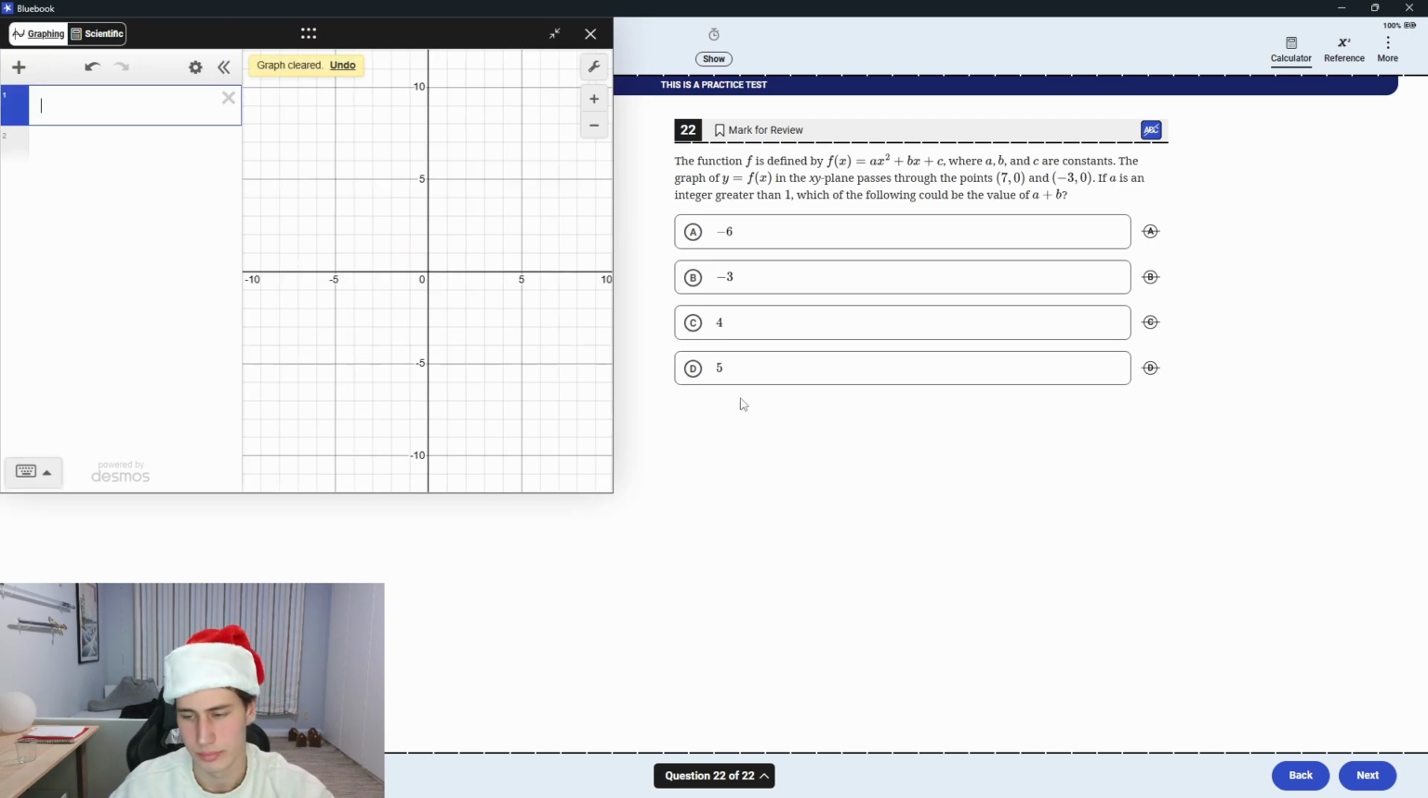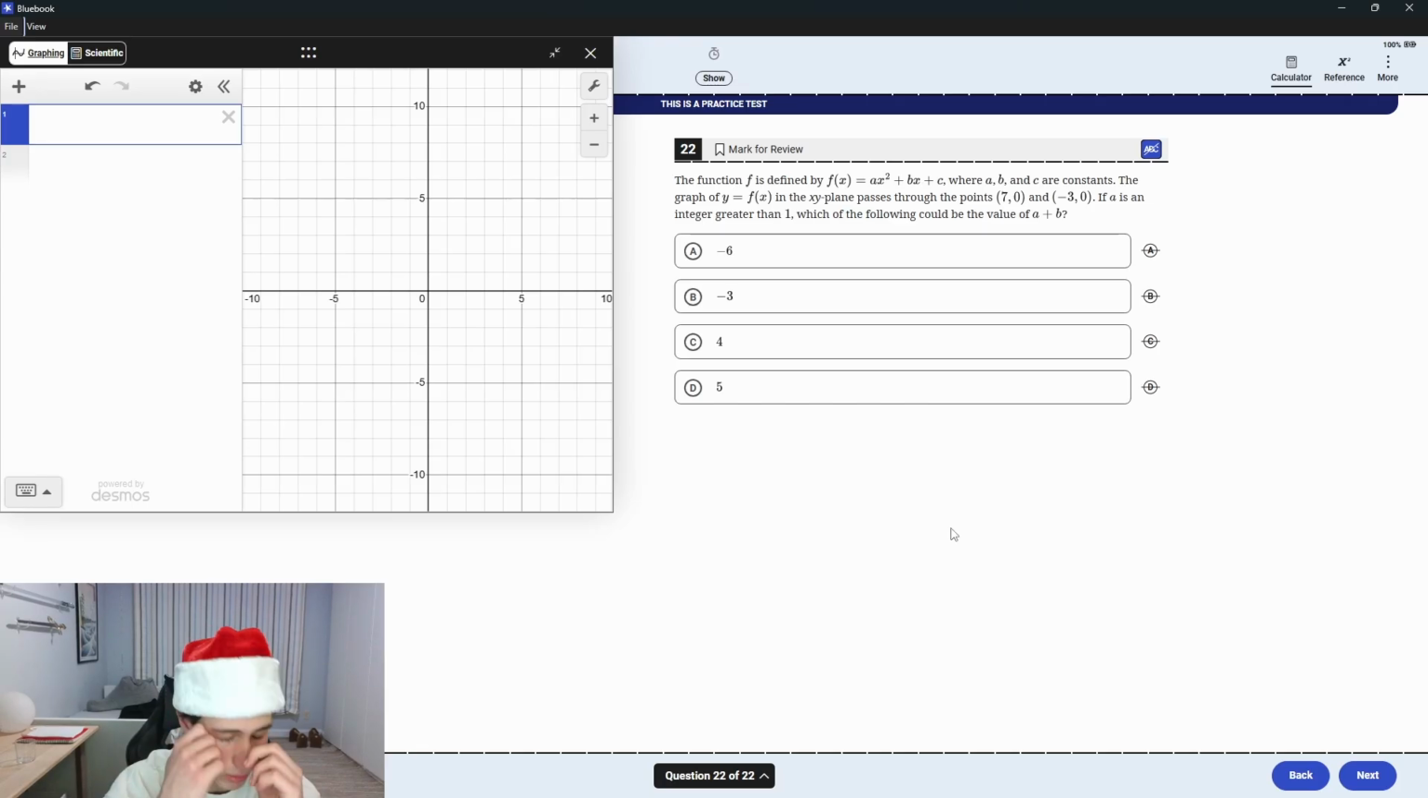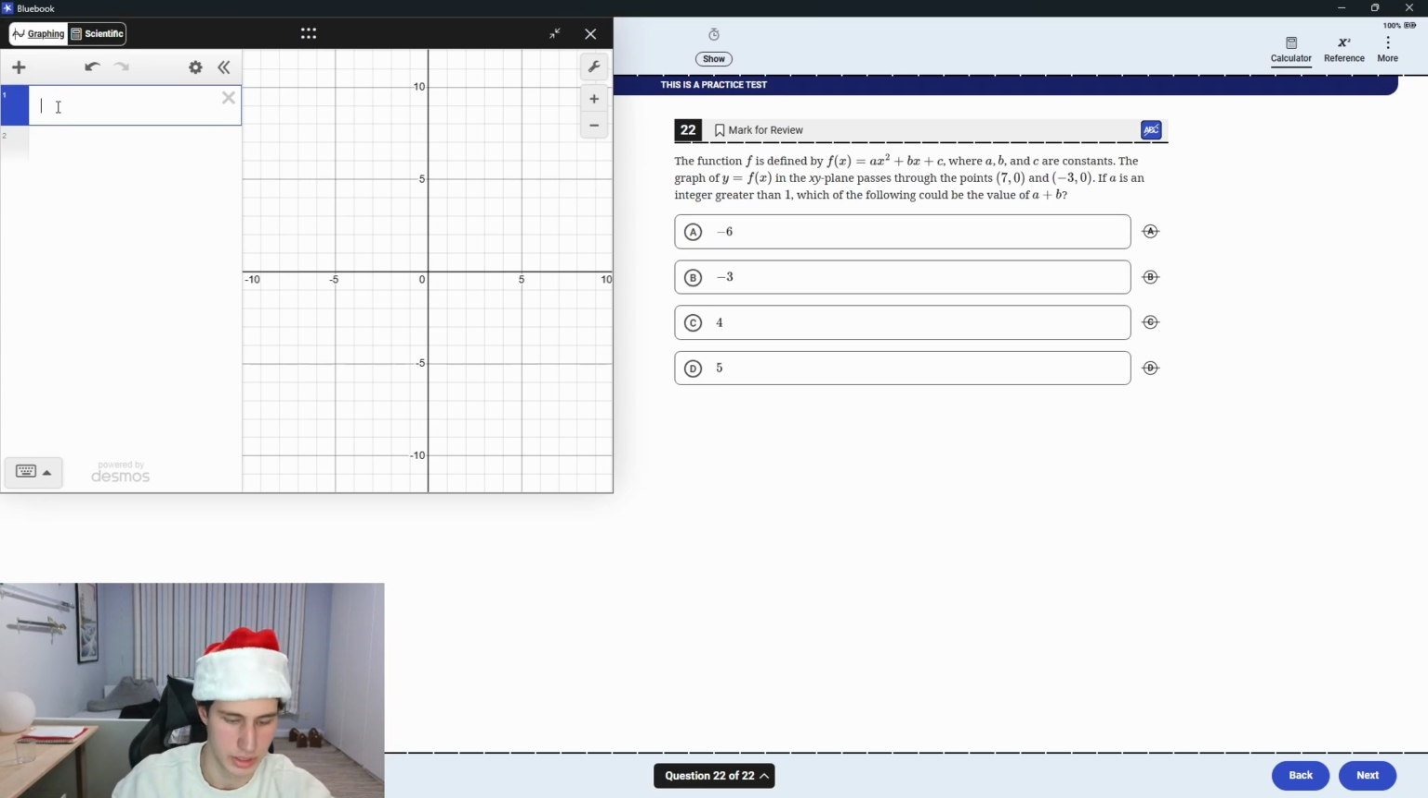And so now let's do number 22, last question. The function f is defined by f of x equals ax squared plus bx plus c, where a, b, and c are constants. The graph of y equals f of x in the xy plane passes through the points 7, 0 and -3, 0. If a is an integer greater than 1, which of the following could be the value of a plus b? So, let's graph what we have.